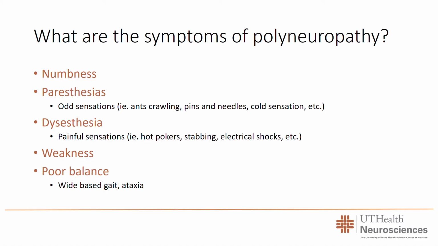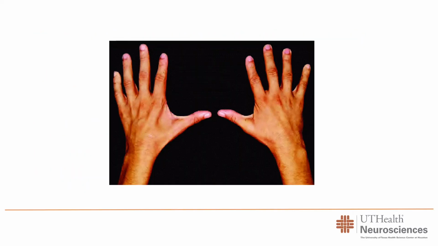Patients will have a wide-based gait. They'll walk with their feet spread apart, and usually they do that to help with their center of gravity. We'll also see that they are what we call ataxic, which is a fancy word for walking like you're off balance. And this can sometimes produce frequent falls.